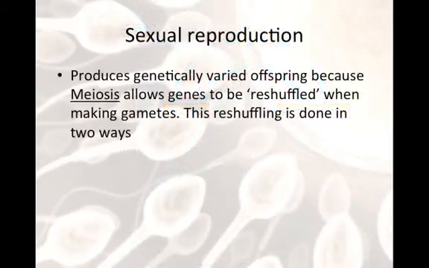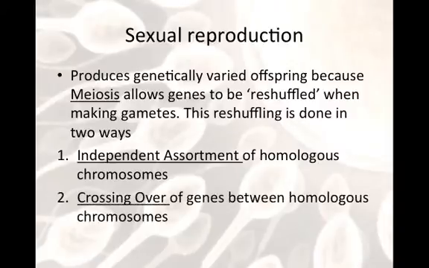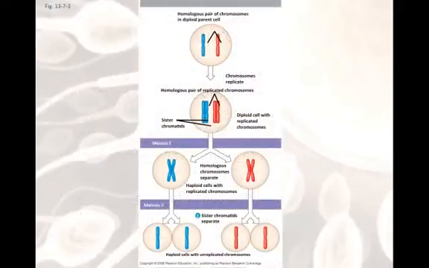Sexual reproduction produces genetically unique offspring because meiosis allows for the reshuffling of genes. 2 events allow the genes to be reshuffled. These events are independent assortment of homologous chromosomes and crossing over of genes between homologous chromosomes. But I'm getting ahead of myself here.